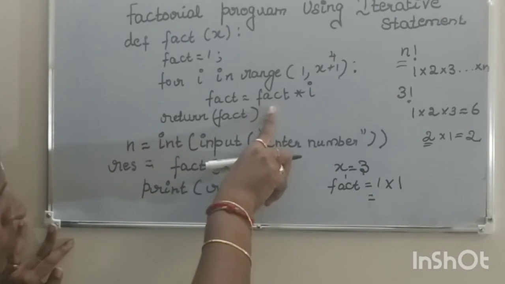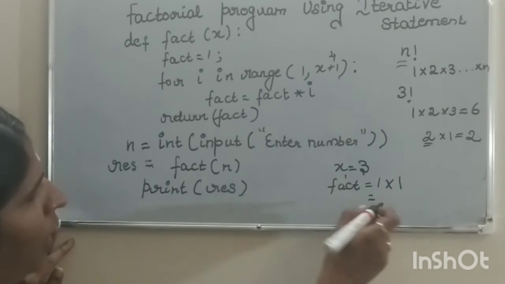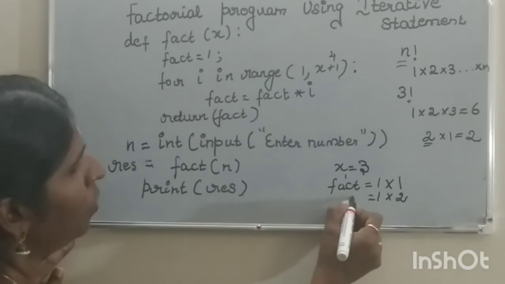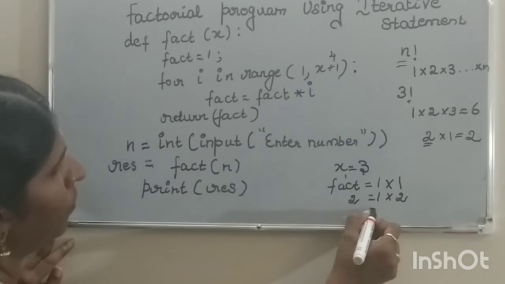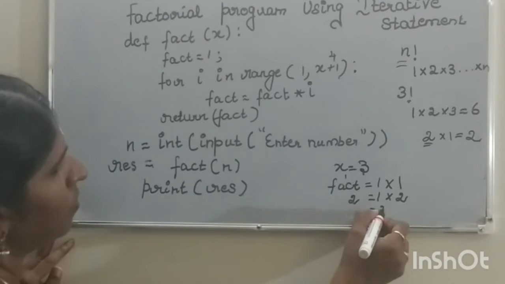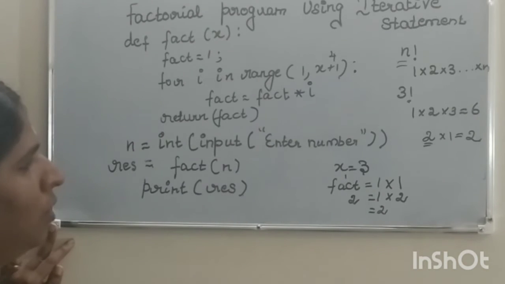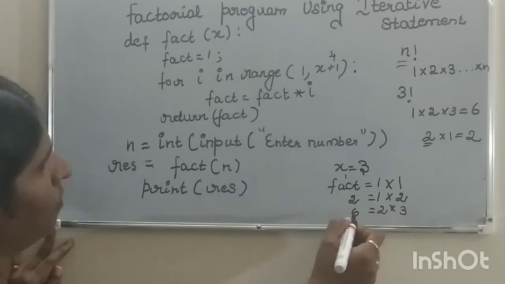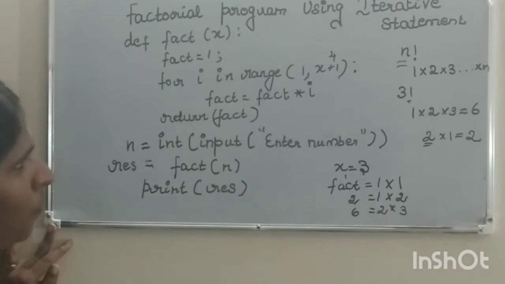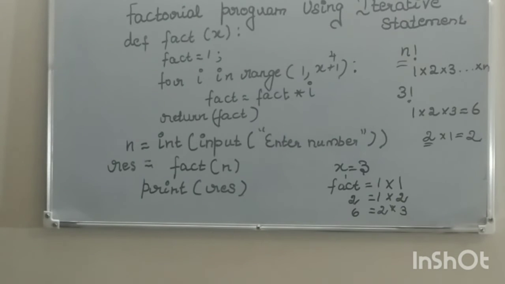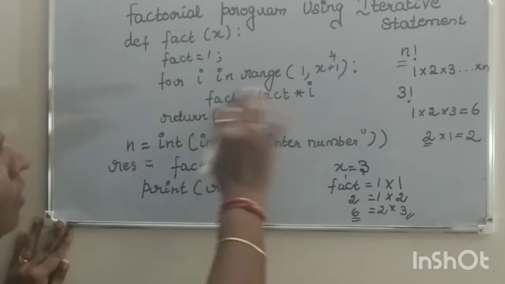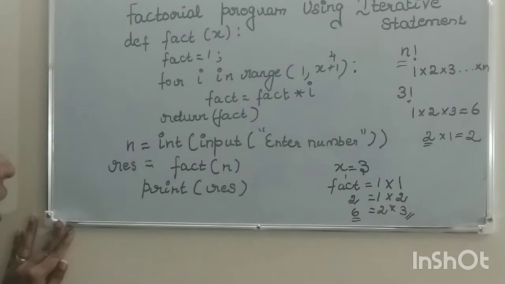Next I am going to use the fact. Previous value is 1. i value is 2. Now the fact value is 2. It restores 2. i value is 3. 6. It won't continue till 4 because stop minus 1. n value is stop minus 1. So it stopped with 3. The final 6 will be stored in a variable fact.